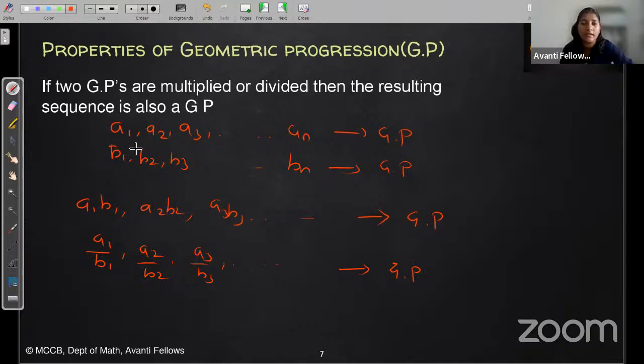So you can verify this by considering some example. Consider two random GPs and multiply the respective terms of those, and you can verify this. Similarly, you can divide and you can verify it. Those terms will be in GP. So is this clear to you all? Any doubt in this?